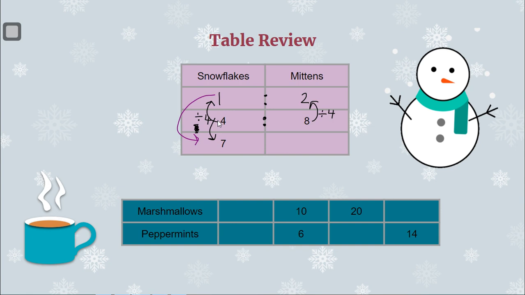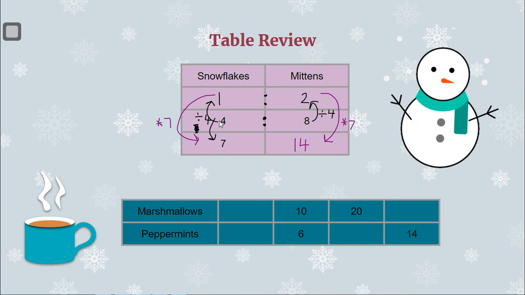So 1 times 7 can get us to 7. Whatever you do to one side, you need to do to the other. So we're going to multiply 2 times 7, and we get 14. Okay, so anytime you can't move forward because you can't multiply, you might have to go backwards first and simplify the ratio that you have.